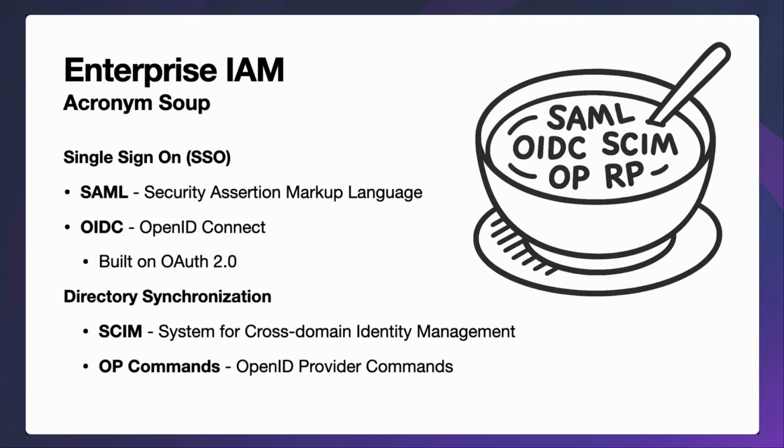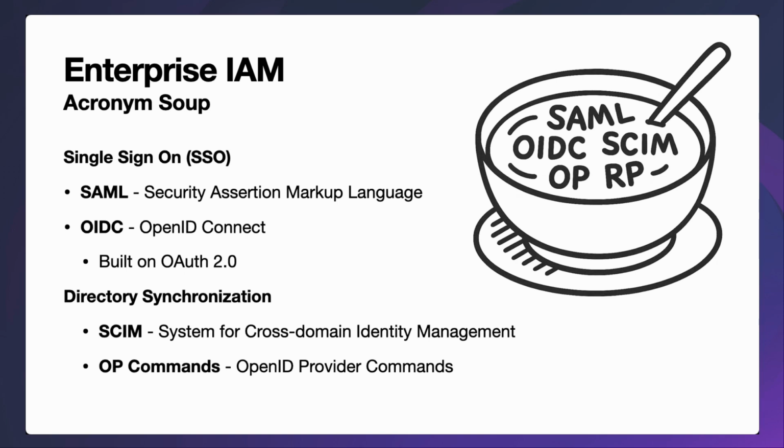So there's single sign-on, often called SSO. And it is done by two different protocols: SAML, the Security Assertion Markup Language, and OIDC, OpenID Connect, which is built on OAuth 2.0. Often you'll hear people talk about OAuth and OpenID Connect interchangeably, but if they're talking about logging in and getting an ID token, they're really talking about OpenID Connect.